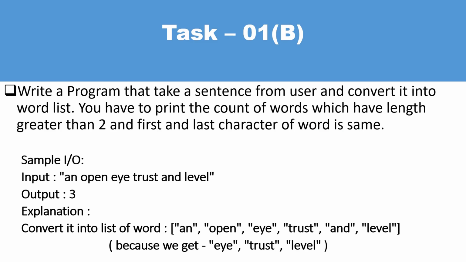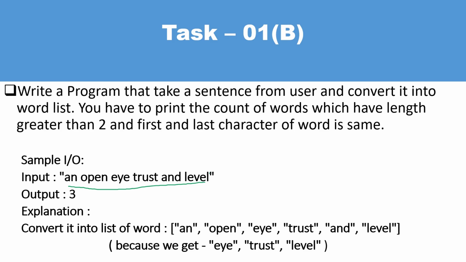So guys, what it's saying is that once you convert that sentence into a list of words, then you have to count the words which have length greater than 2 as well as the last and first character of that word being the same. So I know many of you are getting confused here. So let's understand with a sample input and output what it means. So let's say the sentence given by the user is: an open eye, trust and level. I know this doesn't make sense, but for now keep in mind that the user entered this sentence. Alright.